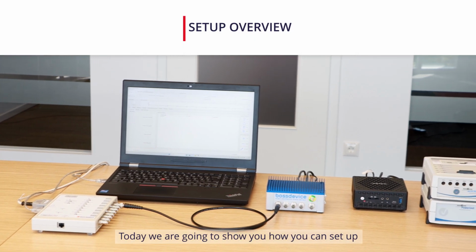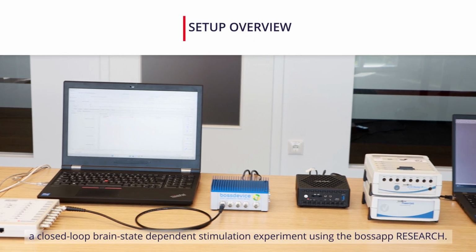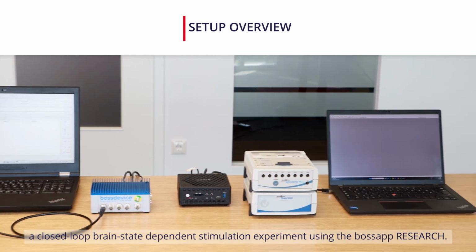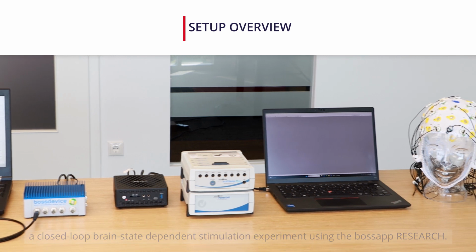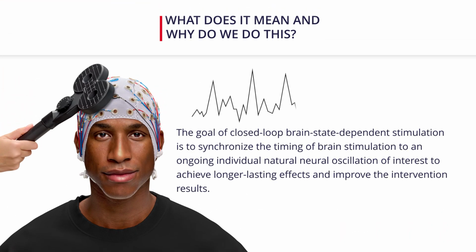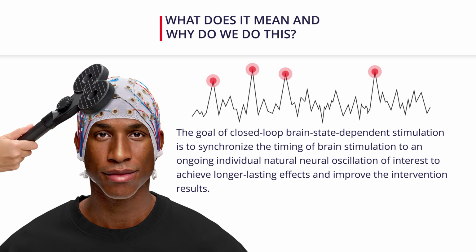Today, we're going to show you how you can set up a closed-loop brain state-dependent stimulation experiment using the bossapp research. The goal of closed-loop brain state-dependent stimulation is to synchronize the timing of brain stimulation to an ongoing, individual, natural, neural oscillation of interest to achieve longer-lasting effects and improve the intervention results.